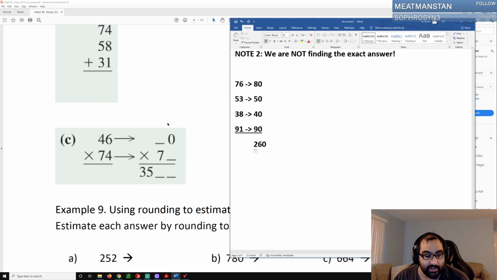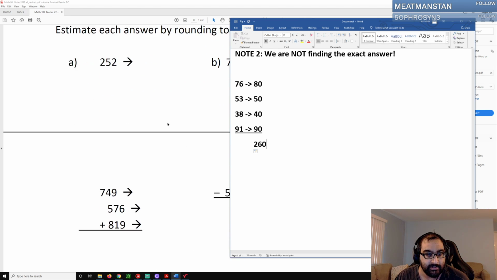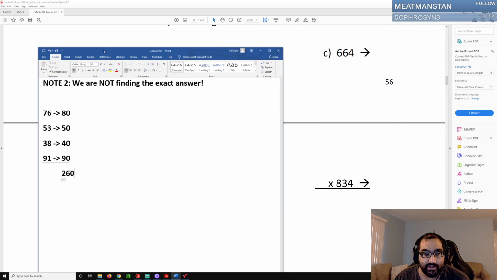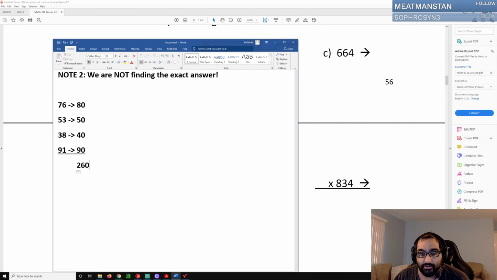All right, let's try this one here. I know this is on like 2 separate pages here, but we're going to try that. So we'll try that letter C that you see there on the screen. So we're going to do 664, and we'll multiply that by 834. So 664 times 834. All right, so before we start here, let's go ahead and round these numbers.